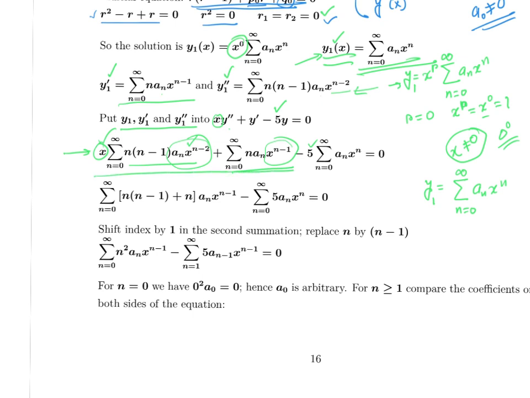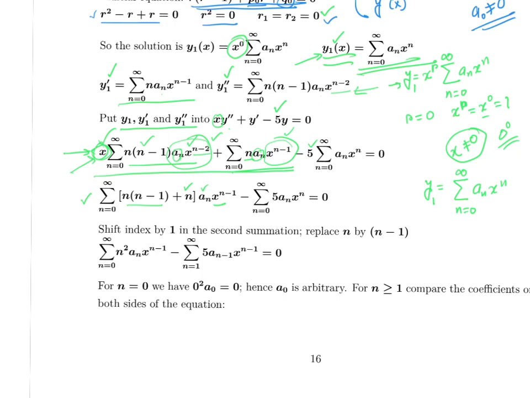So I could combine these two summations and get this one. Summation n times n minus 1, this, plus n, this, times a sub n. A sub n is common to both, times x to the power n minus 1, which both of these summations will have. Remember, even though this is x to the power n minus 2, because of this x, it is going to be x to the power n minus 1.